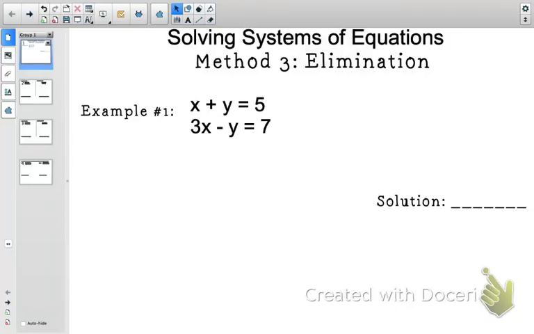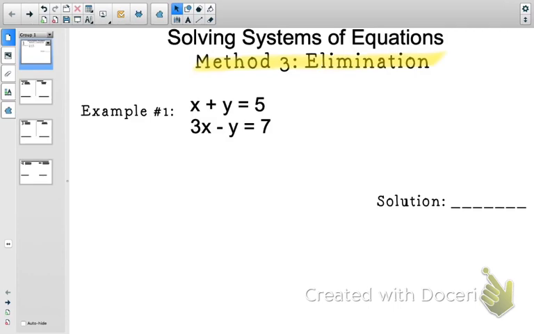Hi guys, this is the video notes for solving systems of equations using elimination. So this is the third and final method. Our first method was graphing. Our second method was using substitution, and now we're going to be using elimination.